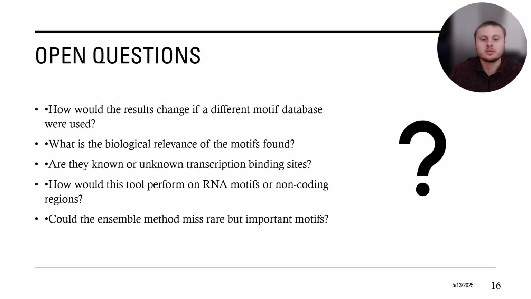And for number 2, what is the biological relevance of the motifs found? So, we found our GA motifs, but we should verify if they're functionally active binding sites, right? And for number 3, are they known or unknown transcription binding sites? And that's kind of like, it's unclear whether they are already established sites or possibly novel ones.